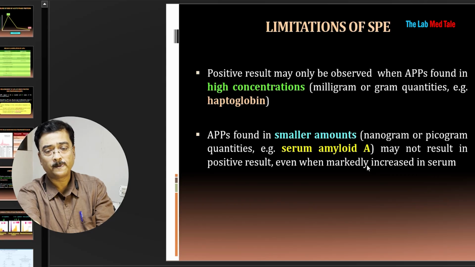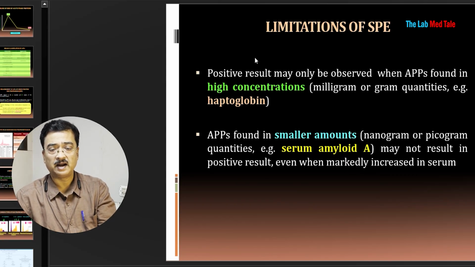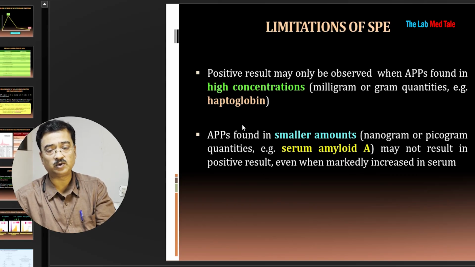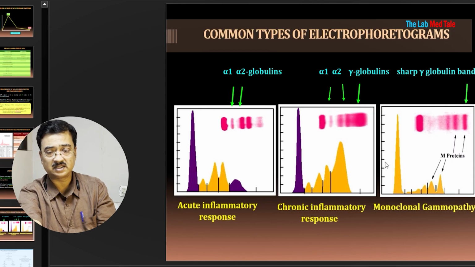So the limitations of this are that a positive result may be observed with acute phase proteins found in high concentrations, but hardly do they have a clinical significance. And sometimes smaller amounts can also have a similar significance. But as a whole, we are not concerned about it. We'll come to the interpretations and other parts later on. So here is how you look at it.